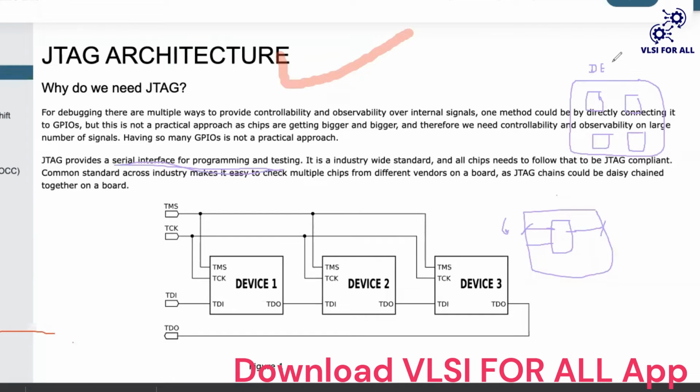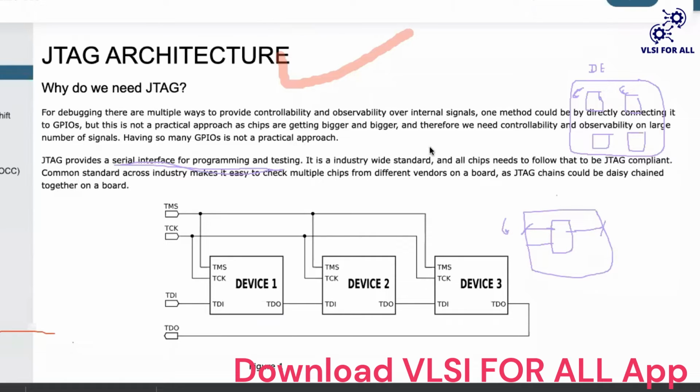Is it clear till now? So suppose I am making a Dell and I am taking a graphic card from a different company and a CPU from a different company. Then I have to check in the motherboard whether both are working correctly or not. So JTAG provides us a mechanism through which we can check out multiple IPs that are present in your motherboard. That's what JTAG is all about. Any doubts in this one?